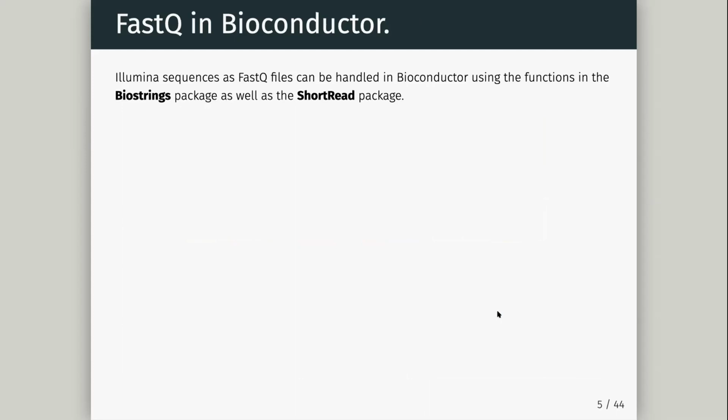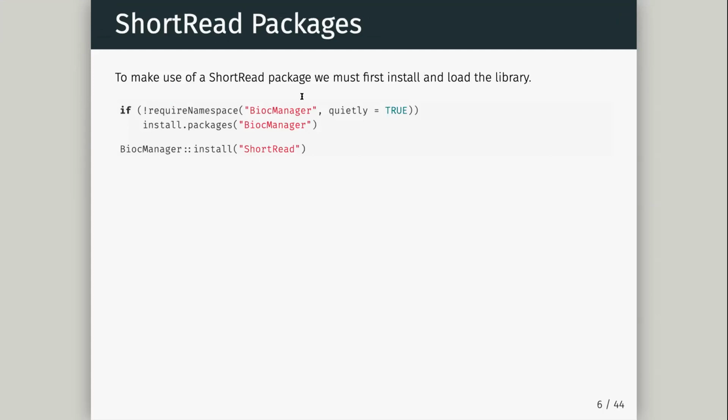So Illumina sequences as FastQ files can be handled in Bioconductor using a package we've already seen, Biostrings. We already used the Biostrings package to handle FASTA files. We were using BSgenome packages to retrieve them from the database, but the actual Biostrings package is what allows us to handle FastQ files. And actually it's the ShortRead package, because we're handling short read data, which allows us to read in FastQs, manipulate them, and do some actions on them.